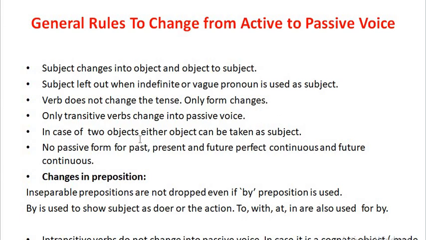The next one is, in case two objects are there, you can take either object as subject and make a sentence. So both objects can be taken alternately and then you can make them the subject. We will discuss all those things in the coming slides. So no passive form for past, present, future perfect continuous and future continuous tenses. So you have to remember this also, so you don't change them.